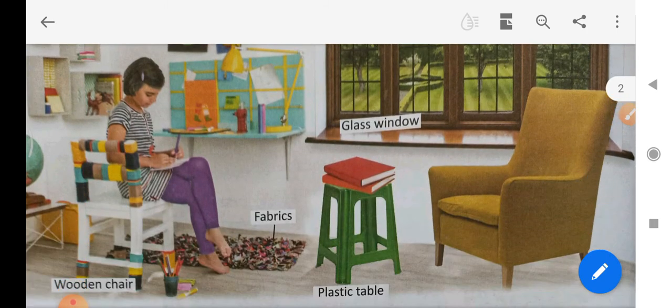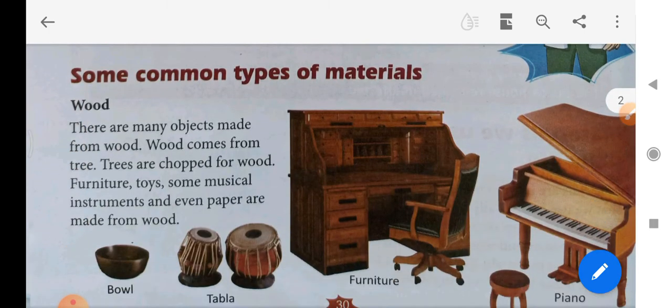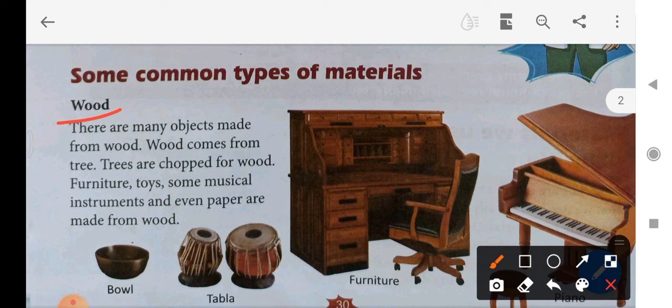And this picture I already showed in the video. Different objects are made from different materials. The first one is wood. Wood is obtained from the tree, and it is used to make furniture, toys and some musical instruments. See, bowl, tabla, furniture and piano.